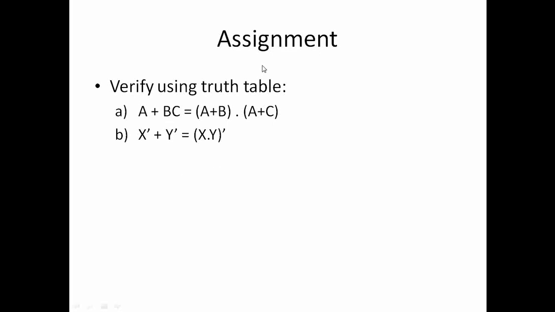You can do these examples in the assignment. This is a home assignment for you. So in the first one we have 3 variables, so we'll prepare a truth table of 8 combinations, right? And then we'll find b dot c, and then we'll find a plus b dot c. Similarly we'll find a plus b, then we'll find a dot a plus c, and then we'll find a plus b dot a plus c, and then we'll see that this column and this column will have the same values.